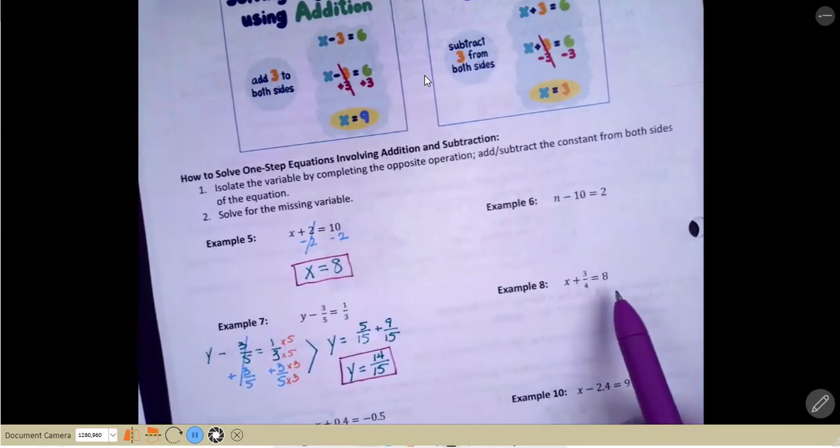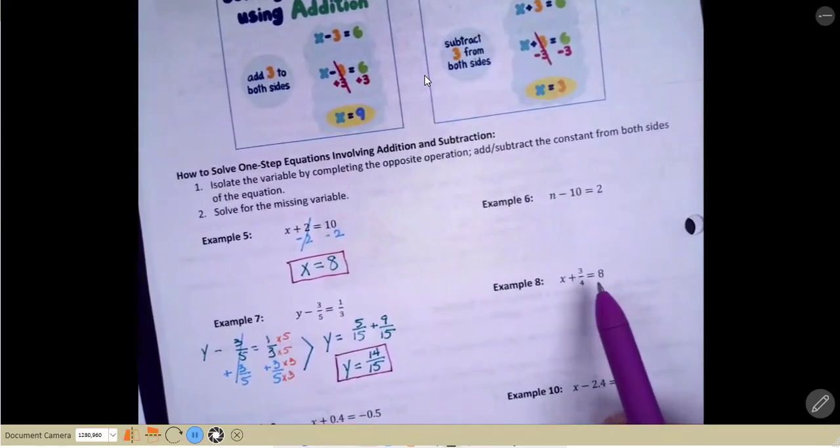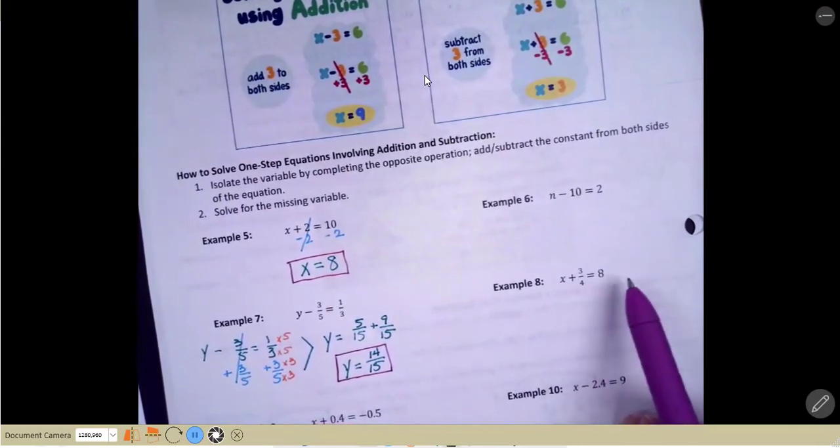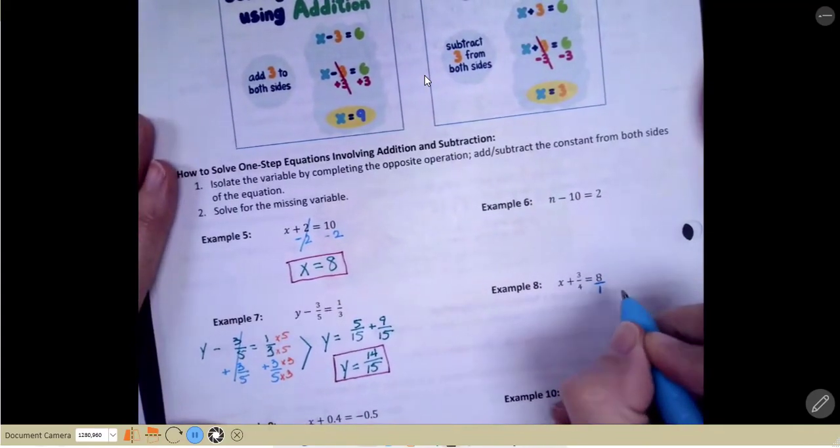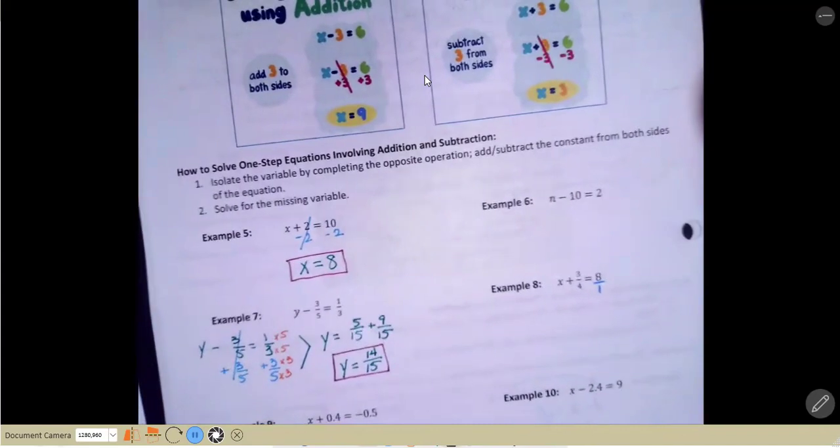Okay. When you get to the 8 over here and you have to subtract 3/4, you could put your 8 over 1 and then just change this denominator to 4, okay? When you get there. All right.